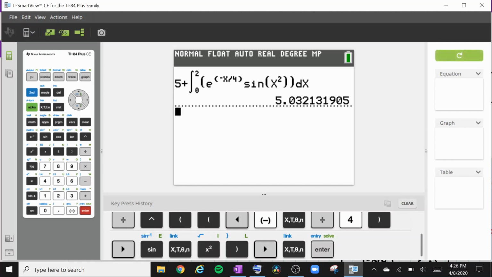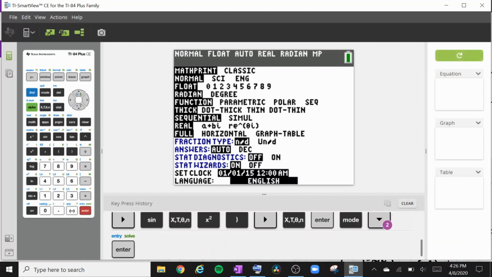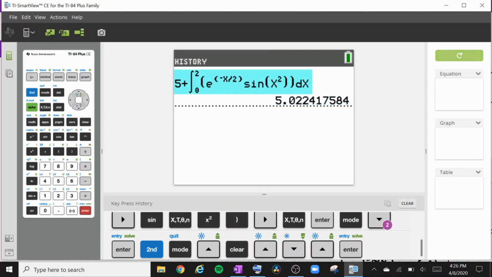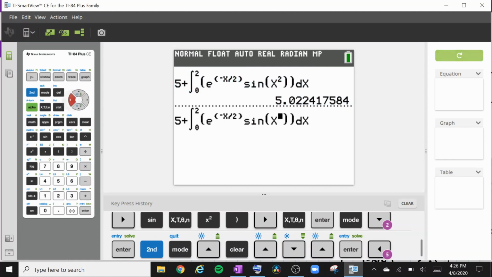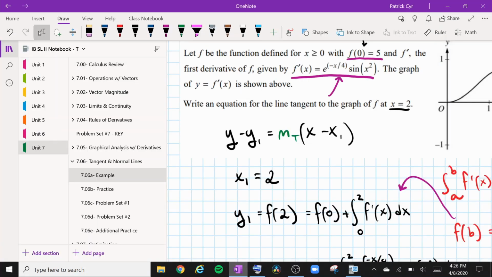Okay, actually, let's just double check. I'm in degrees. I'm going to change that to radians. So that's not the correct answer here. Let's clear that. So we're going to take this and plug this in. So the correct y value should be 5.623. So that's going to be our y value down here.